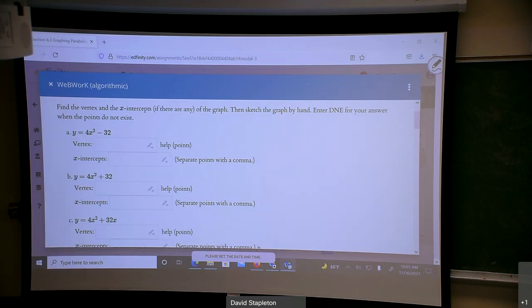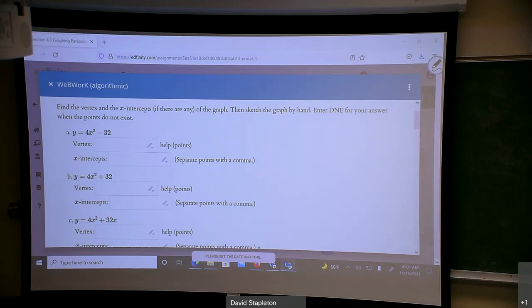Sometimes there are none. Be aware, but let's try. You put y equals 0, you put 0 equals 4x squared minus 32. Right? Just put y equals 0 to get the x-intercepts. This gives you, by dividing by 4, 0 equals x squared minus 8. That's easier.